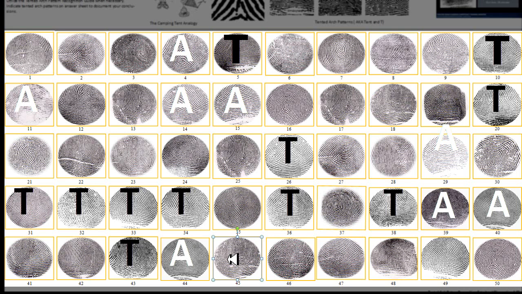45 is neither tent nor plain arch. 46, tented arch. 47, plain arch. 48, arch. 49, tented arch. And 50, neither tent nor plain arch.